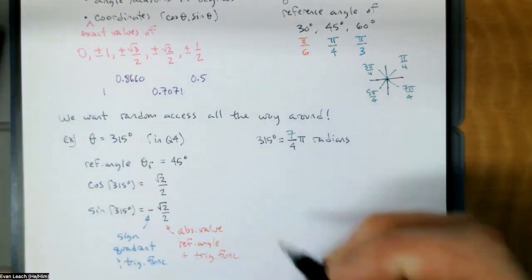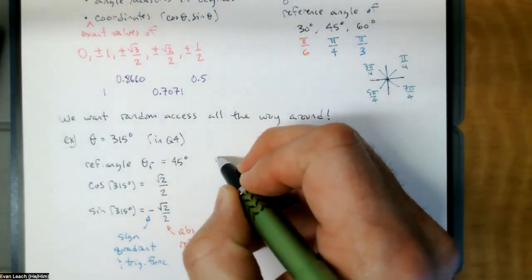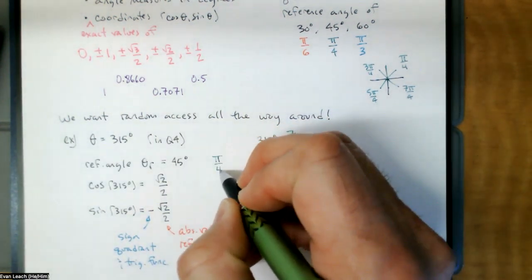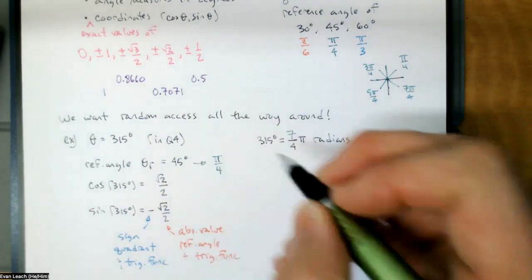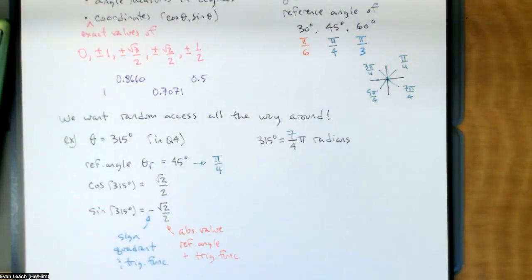Our reference angle, 45 degrees, is telling us the pi over 4. That denominator is going to be consistent.